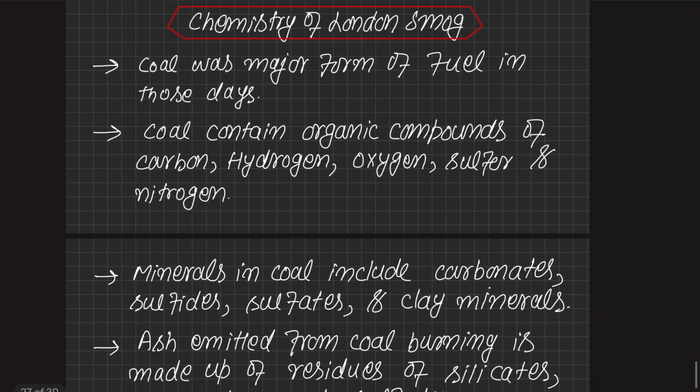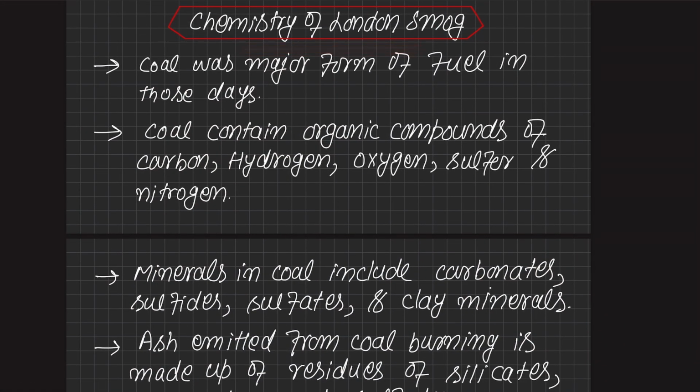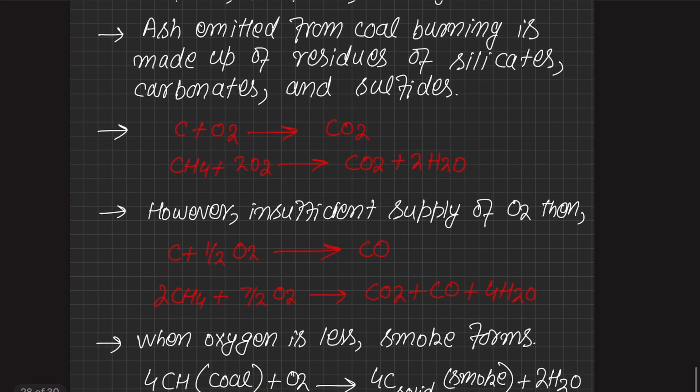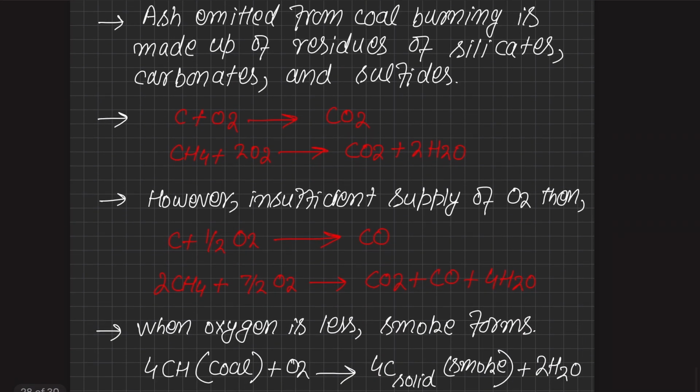If we talk about the chemistry of the London smog, it is very clear that carbon dioxide is produced by the burning of coal. If we see this equation, carbon plus oxygen produces carbon dioxide. Methane is the product of burning of fossil fuels, and if methane is burnt in the presence of oxygen, it produces carbon dioxide and water.